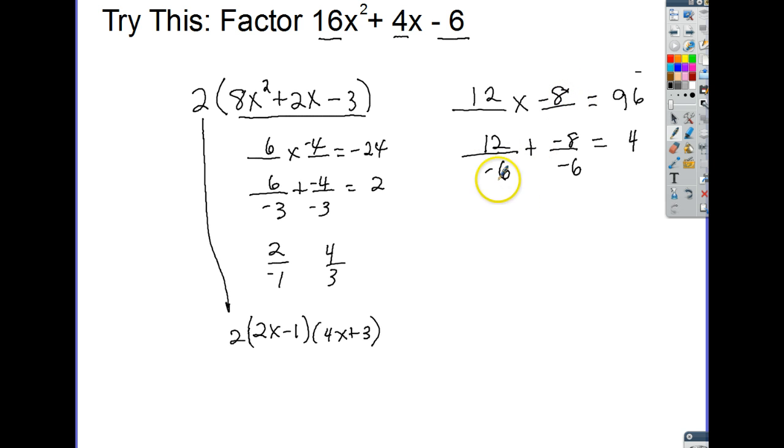This is going to reduce to 2 over 1. This is going to reduce to 4 over 3. And it would give you the same answer here, but you wouldn't get the 2. It's not going to produce the 2. It's going to produce this if you forget the common factor. So you have to take that common factor out to start. Okay?